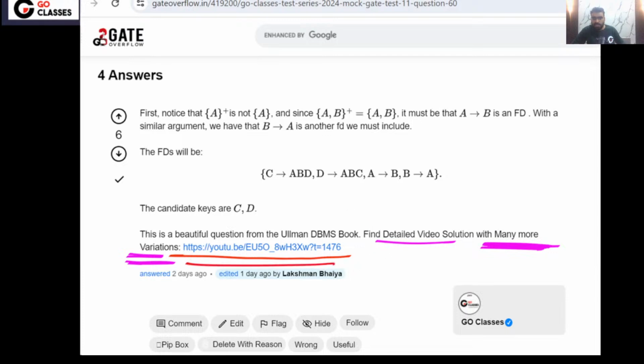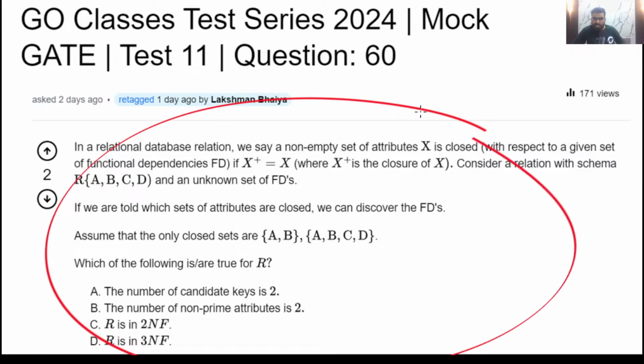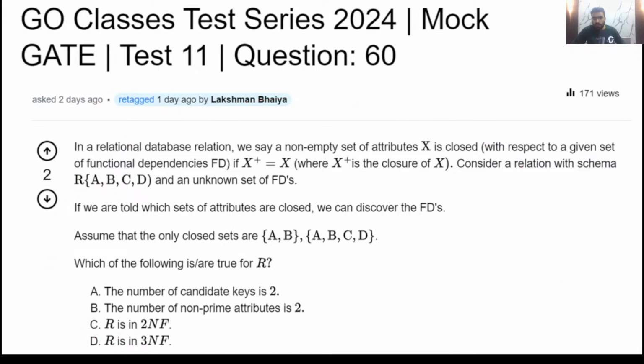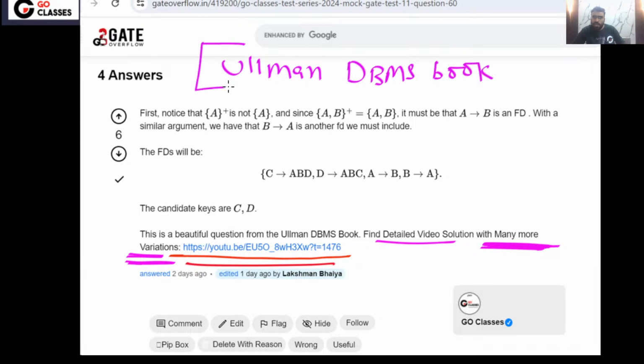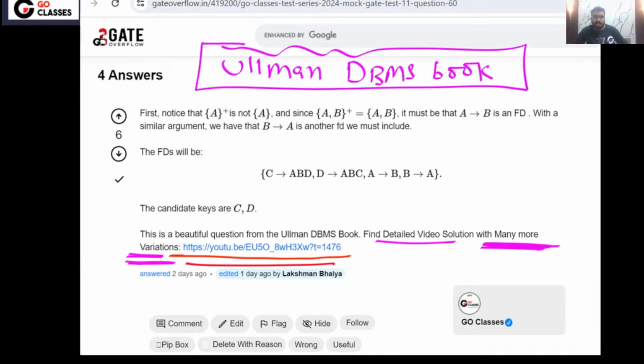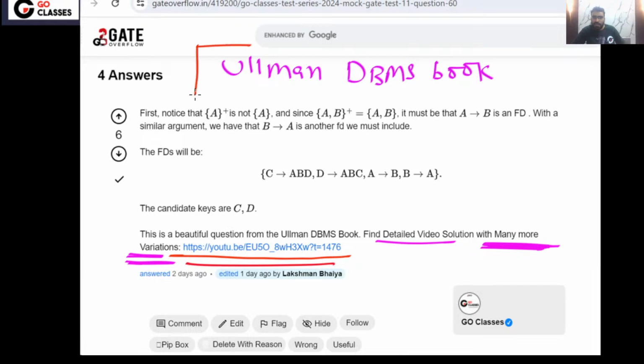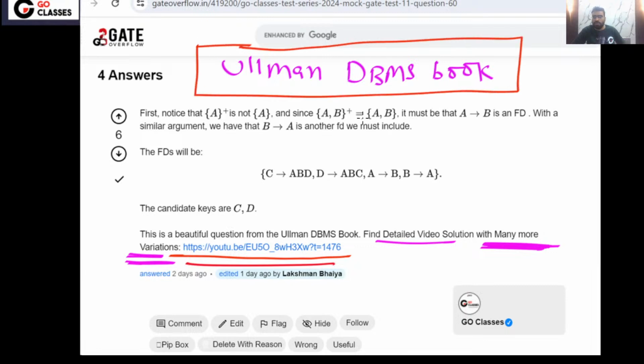Let me tell you, this is a new type of question, and this is a very simple but very beautiful question from the Ullman DBMS book. In the GATE exam, in future they can ask you this. I guarantee that someday they will ask you. Maybe in 2024, maybe 2025, maybe after 2 or 3 years, but I can guarantee that some GATE exam will come when they will ask you this question.